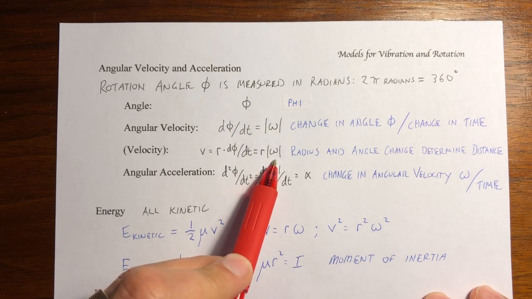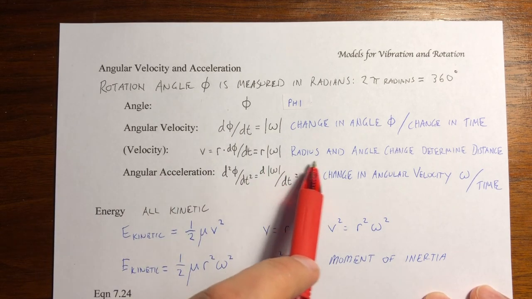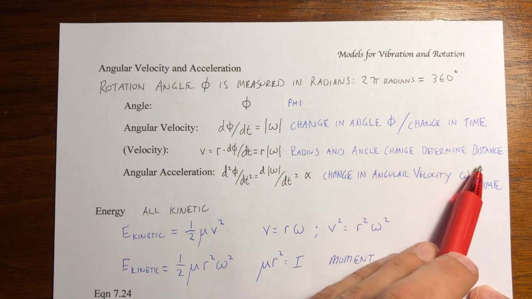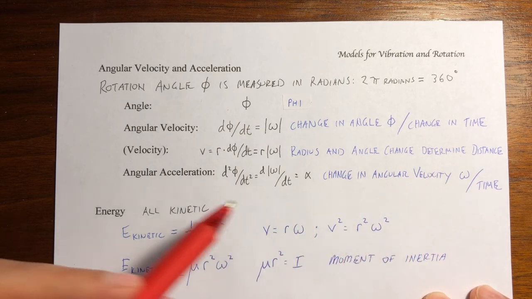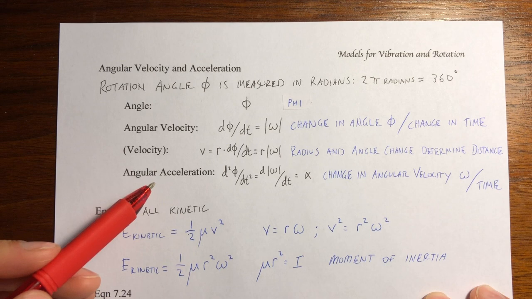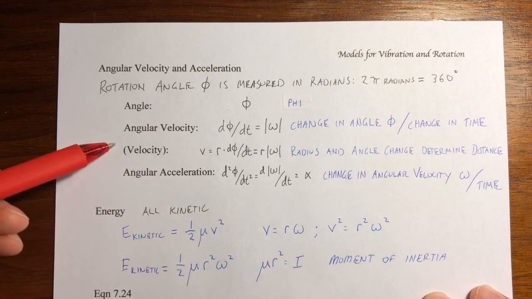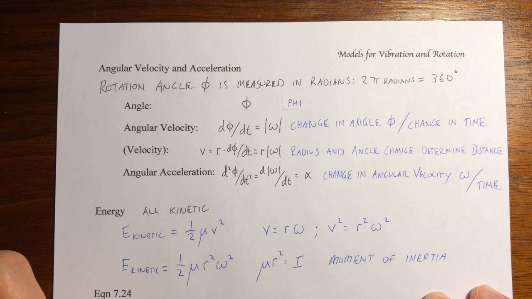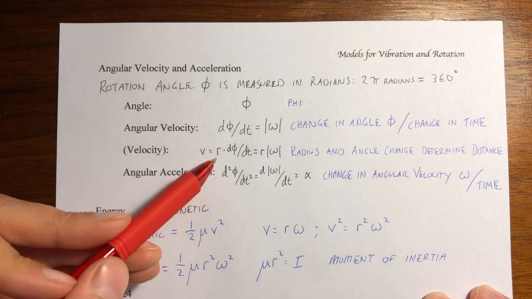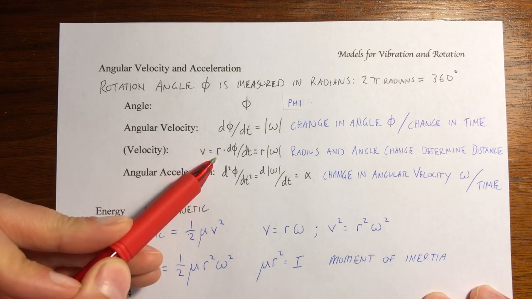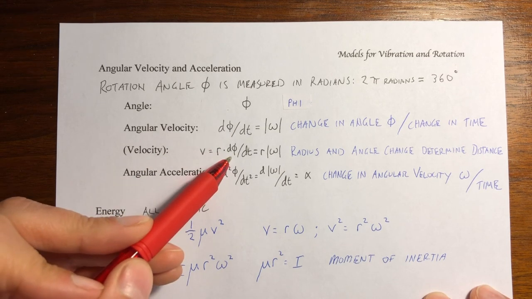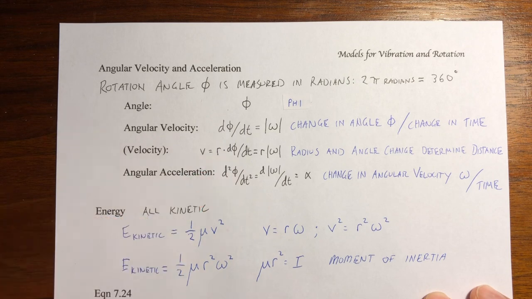And the reason for this is that radius and angle change determine distance. So consider how a certain body might be rotating in space. Say you have the Earth rotating. If you were at the Earth's crust, you would be moving at a faster velocity relative to the Earth's core, and that's simply given that you're at a further radius, r, away from the Earth's core. But the angular velocity is the same. The Earth is spinning at a uniform rate.